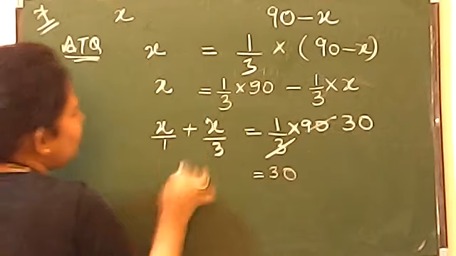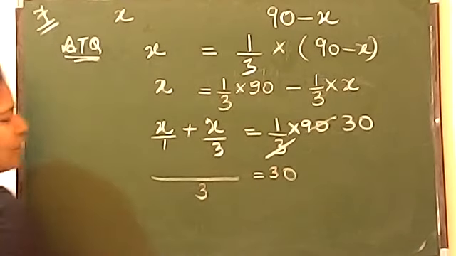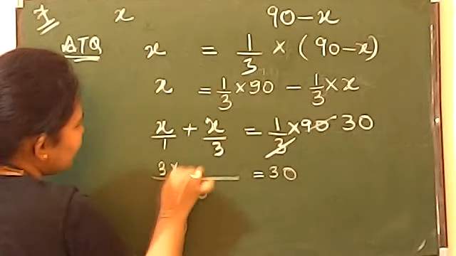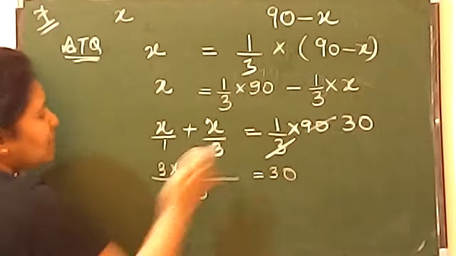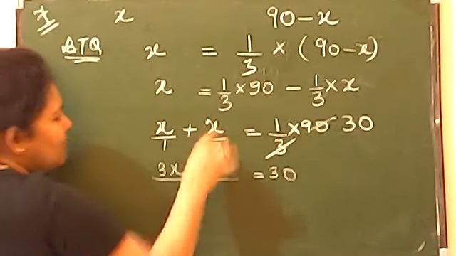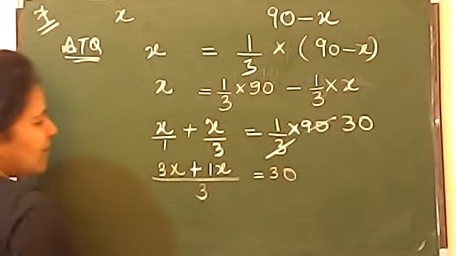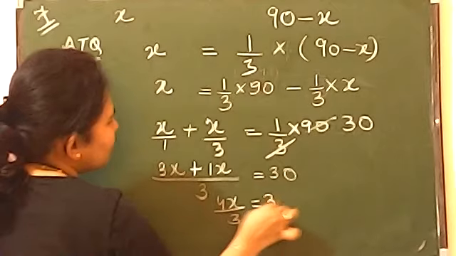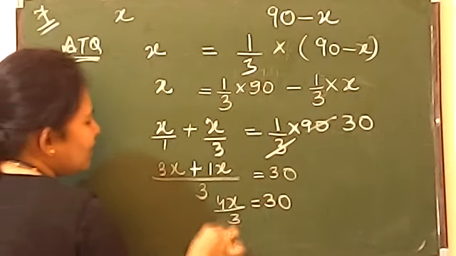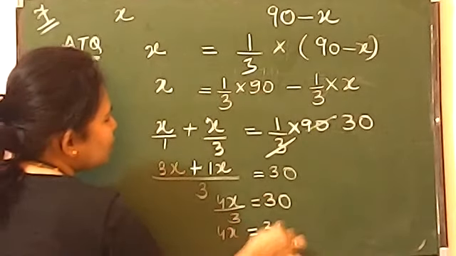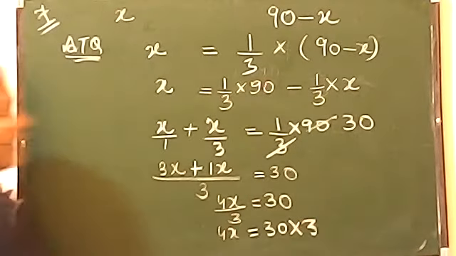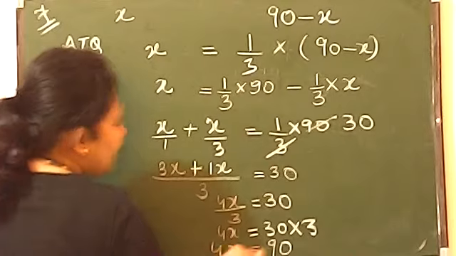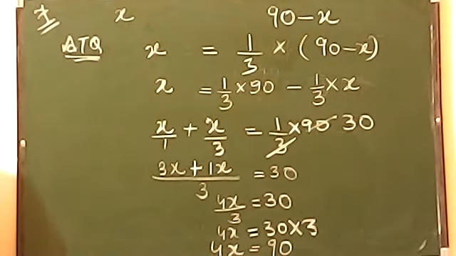Now simply solve it by using LCM. So 3 divided will give you 3. 3 multiplied by x will give 3x plus, plus 3 divided by 3 will give you 1. 1 multiplied by x will give you 1x. Now it will give you 4x upon 3 is equal to 30. Now when you solve it, it will give you 4x is equal to 30 into 3. 30 into 3 is how much, beta? 90. So what will the value of x be? 4x is equal to 90.